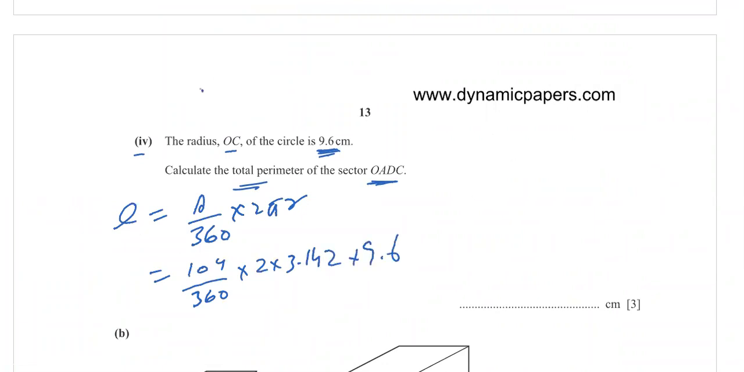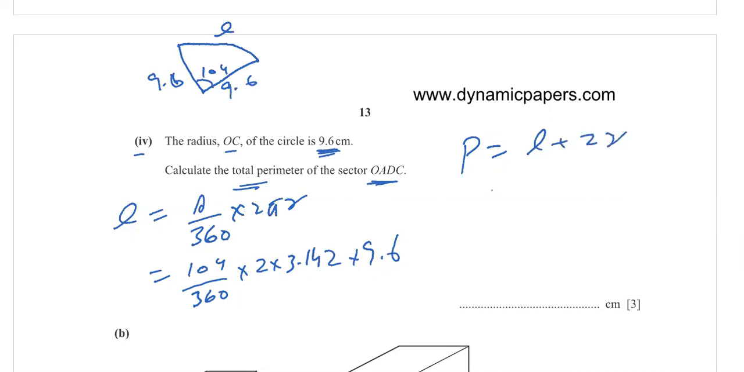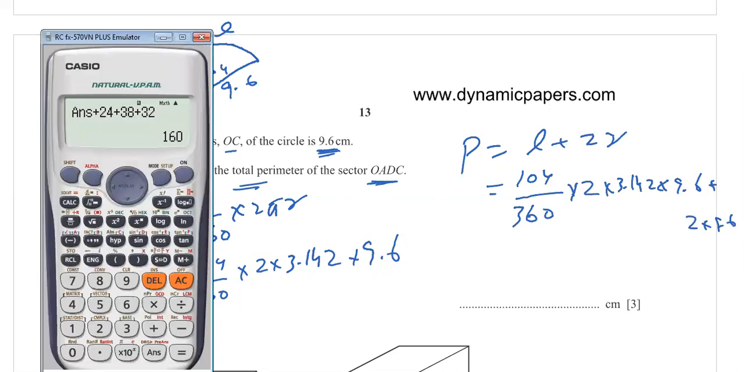So if I have to take the total perimeter of the sector, how do we take it? The perimeter will be equal to this radius 9.6, 9.6, and this arc which I consider as L. So it will be L plus 2r. L is 104 over 360 times 2 times 3.142 times 9.6, plus 2 times 9.6. So just calculate this one.